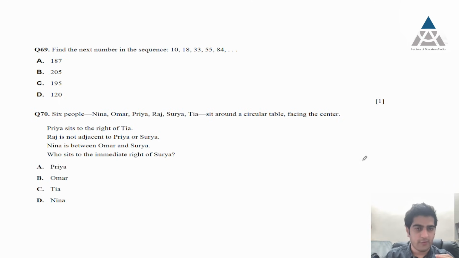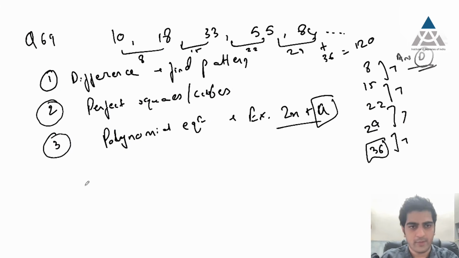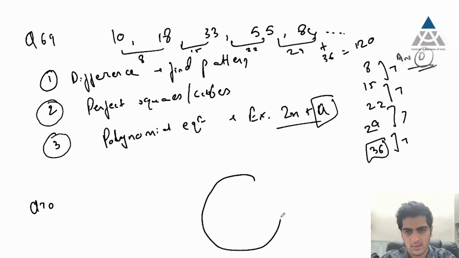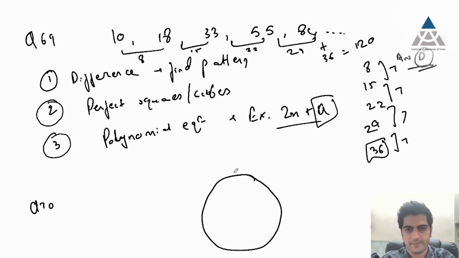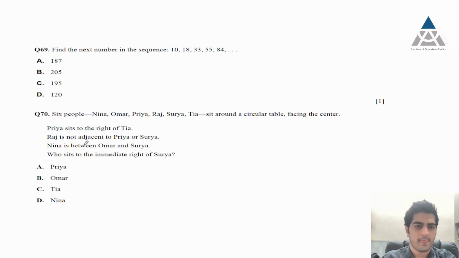Perfect. So that was question 69. Now we move to the last question of August 2025, logical reasoning. So you have 6 people, Nina, Omar, Priya, Raj, Surya, Tia, and they are sitting in a circular table, all facing the center. Okay. So question 70, you have a circle and there are 7 spots, right? 6 people. Okay. So 1, 2, 3, 4, 5, 6.